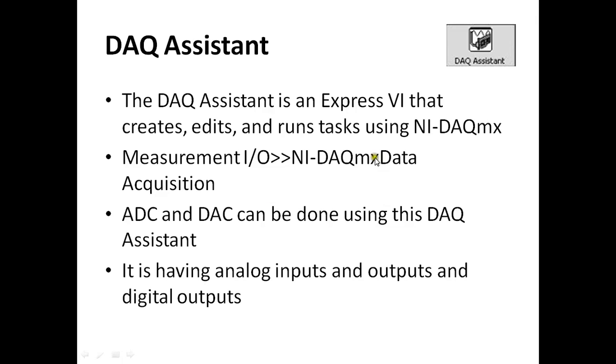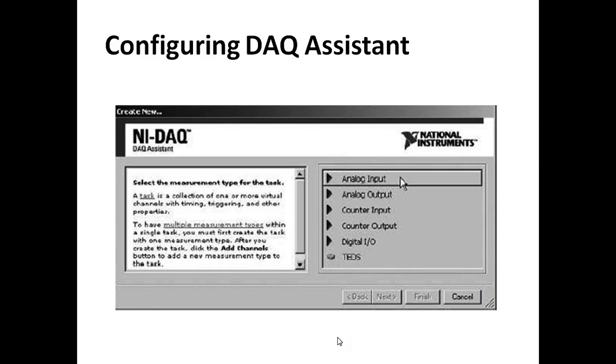While talking about the DAQ Assistant, as I already told, we can get it from Measurement I/O and the DAQmx data acquisition palette. From that we can get the DAQ Assistant. It has ADC and DAC. We can give analog signals and convert them into digital signals, and we can give digital signals and convert them into analog also. This can be done by the DAQ Assistant. It has analog input as well as analog output, and digital input as well as digital output. This is the way to configure the DAQ Assistant.